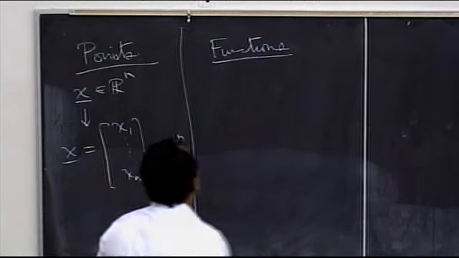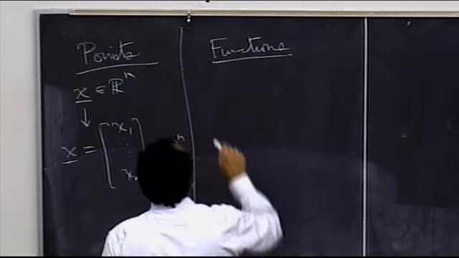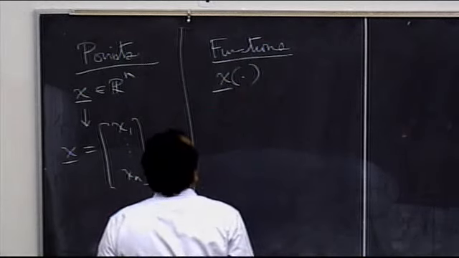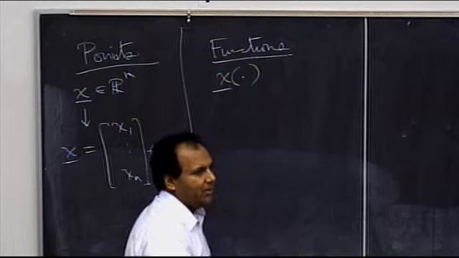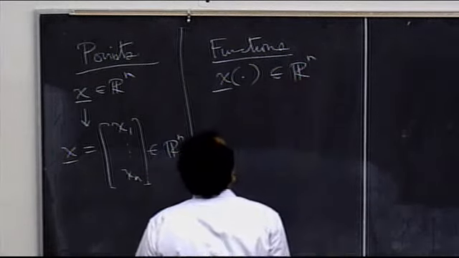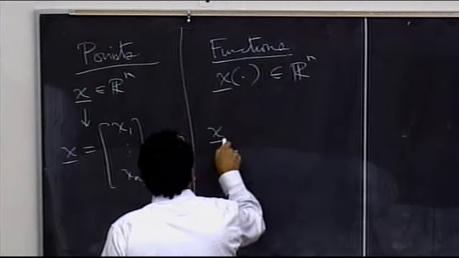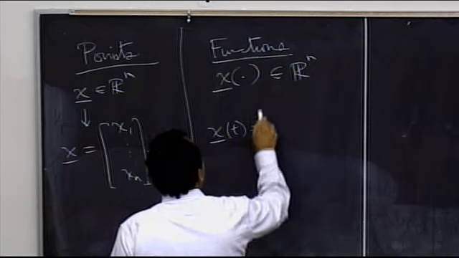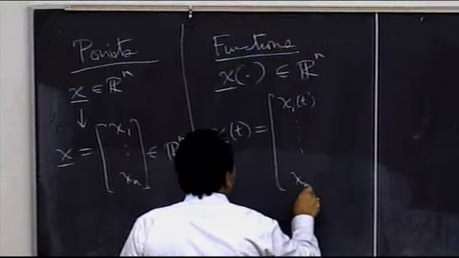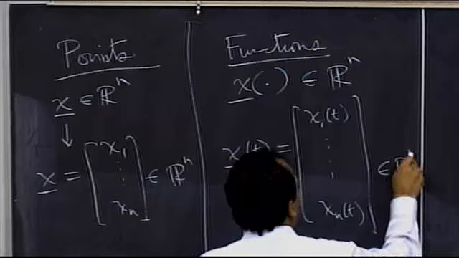On the other side, when I'm dealing with functions, it doesn't work this way. All right? For functions, you have to say function x, and it's got an argument, I don't know what that argument is, you call it whatever you want to call it. It is a function that is an element of Rn. What I mean by that is, if I put a value into this argument, x of t is equal to x1 of t up to xn of t. That is an element of Rn.